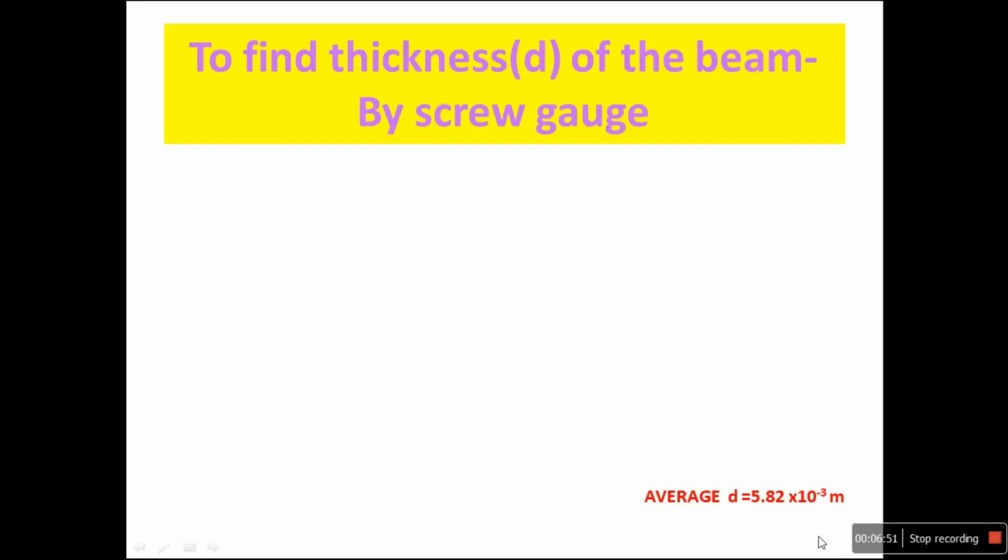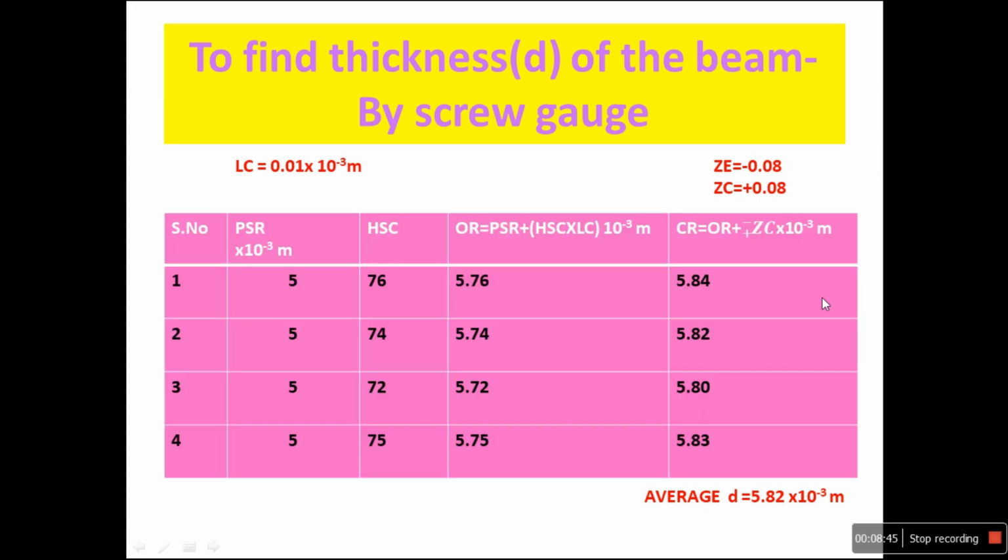Then, this is to find the thickness of the beam by screw gauge. The least count is equal to 0.01 into 10 power minus 3 meters. First we have to find the error and correction. In this particular screw gauge, the error is minus 0.08 and the correction is equal to plus 0.08. This is the tabular column for the screw gauge. In the first column, we have to find the pitch scale reading.